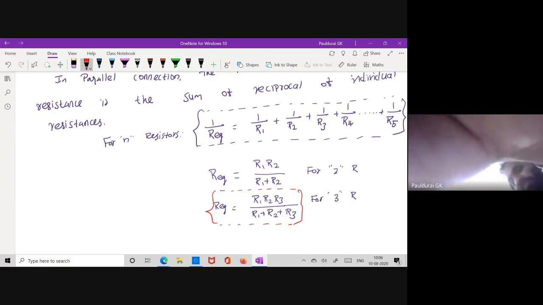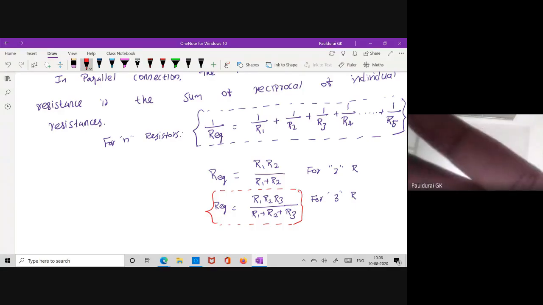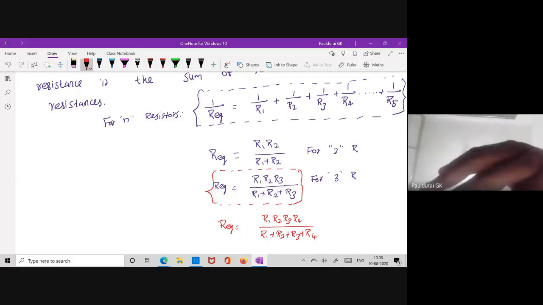Please, are you with me? I'm going to stop. That's it. This is my final question for you for today's class. We can connect three resistors in parallel. Is this formula correct? Similarly, for four resistors, what will come now? R1 R2 R3 R4 divided by R1 plus R2 plus R3. If anyone has any objection, you can let me know. You can unmute your mic and speak.